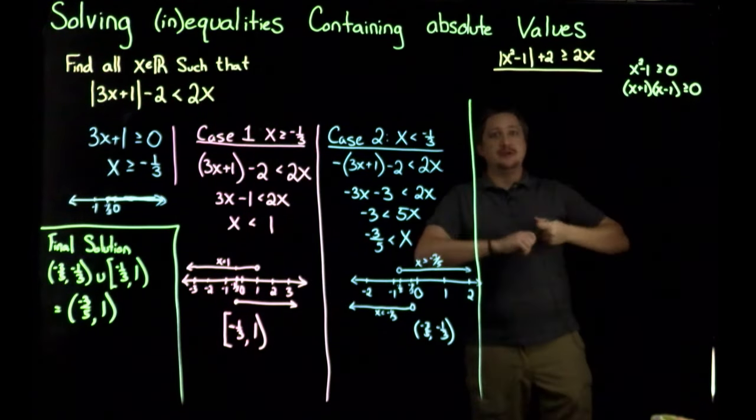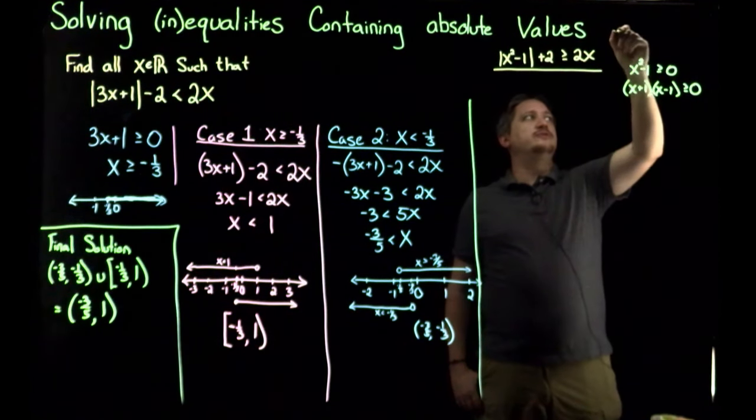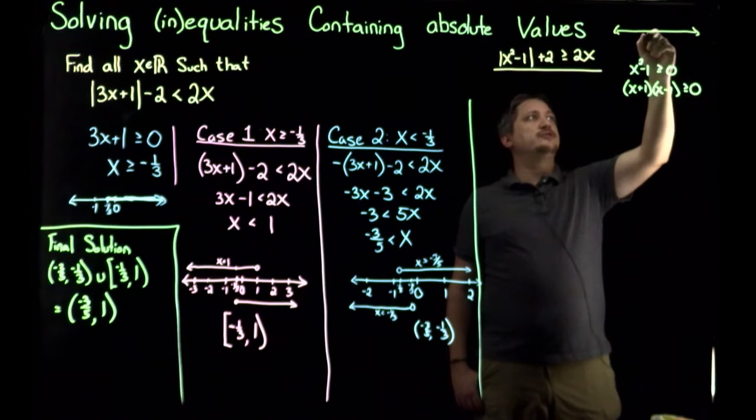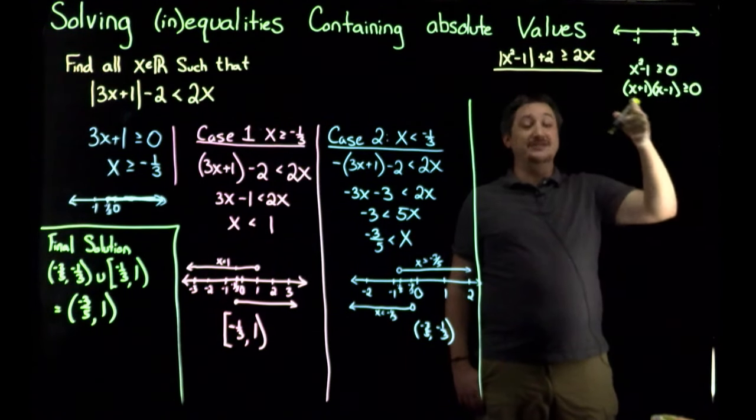So you can do this by doing what we would call a sign chart. Just as a quick review, if you don't remember, for a sign chart, you would graph where the zeros are. So I have 1 at negative 1, 1 at 1. Note I'm not putting in 0 because it's not a zero, right?